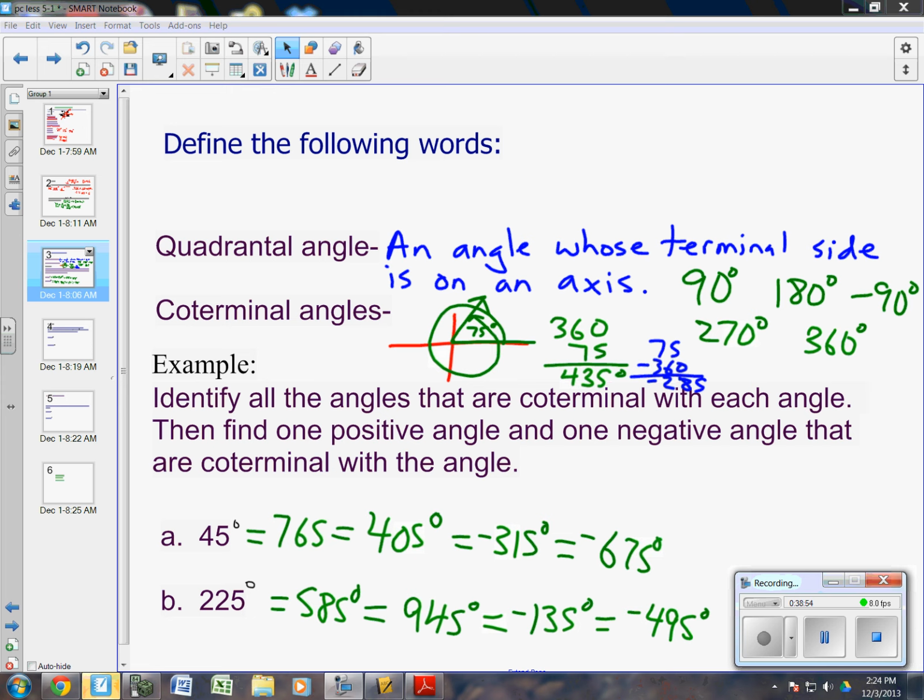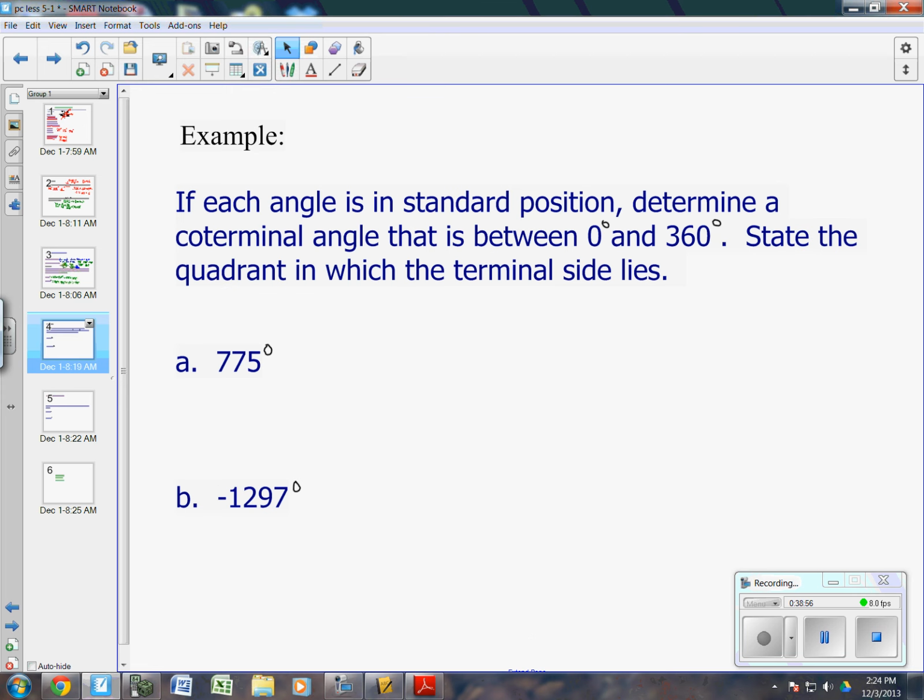Yes. Okay, right here. This one says if each angle is in standard position, determine coterminal angles between 0 and 360 for it, and then state the quadrant in which it lies. Go. Both of them. Which angle is that? Which quadrant is that in? Quadrant 1. Okay. 5, that would be you guys. Okay.